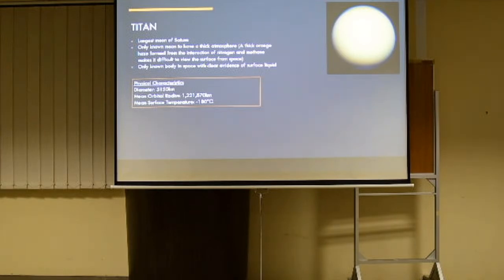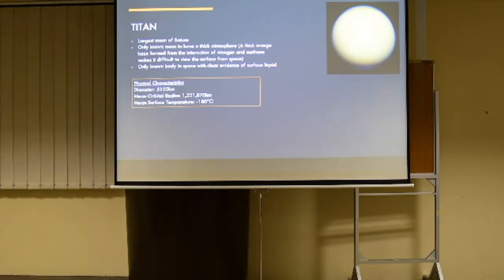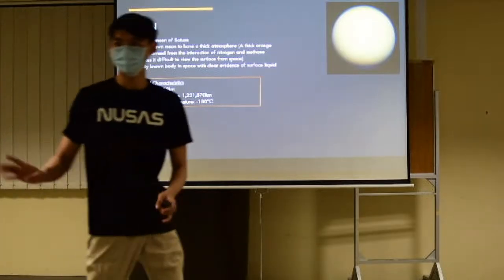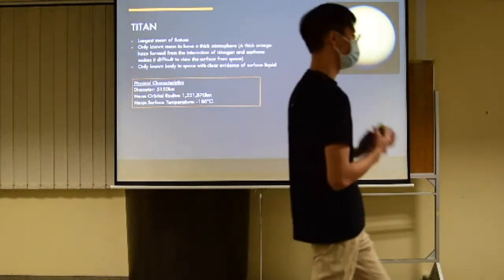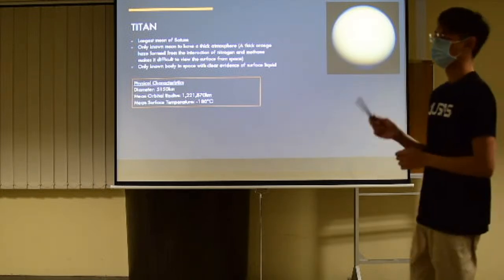Titan is the largest moon of Saturn. But what's this? Why am I showing you a picture of a ping pong ball? True, Titan does look like a ping pong ball, but it's because it has a very, very thick atmosphere. And in this thick atmosphere, nitrogen and methane interact to form an orange haze. This orange haze blocks our view of the surface. But scientists have concluded that there is a surface on Titan.